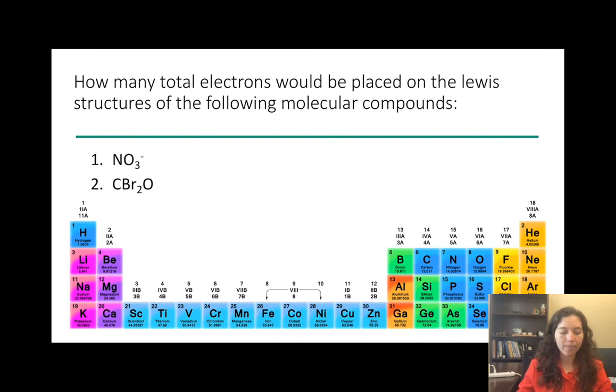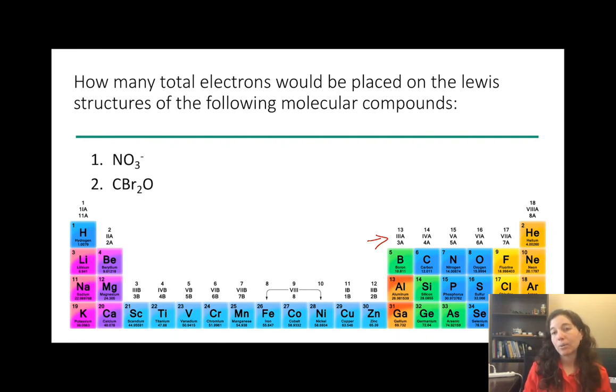All right, so now you try. How many total electrons would be placed on the Lewis structures for the following molecular compounds? This is the compound made of nitrogen and oxygen that we talked about the first time, and then the compound made of carbon, bromine, and oxygen that we talked about as well in the first question. So make sure you use your group numbers, and you watch out for your charges.